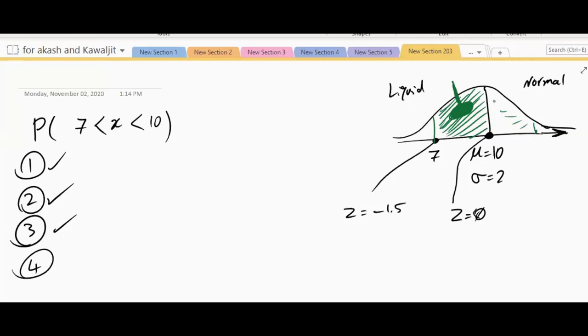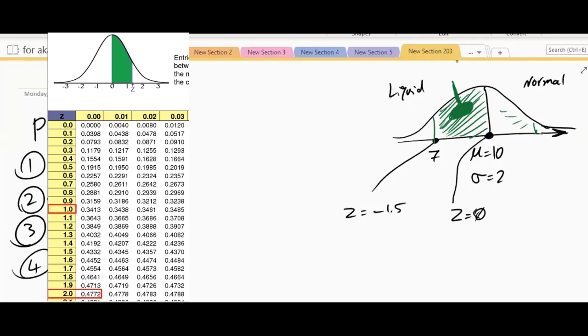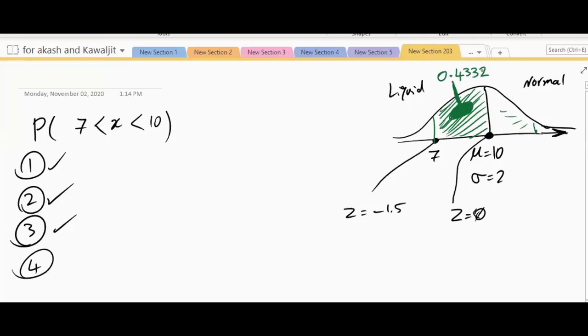So what is the area between mean and 1.5 standard deviations? 0.4332. And that is our answer. Good.